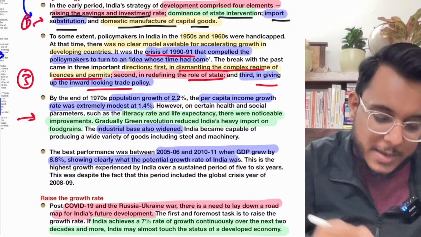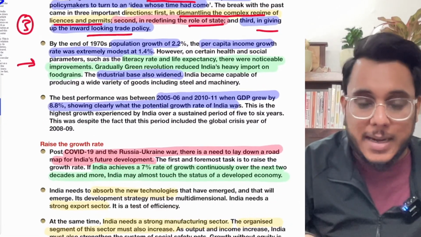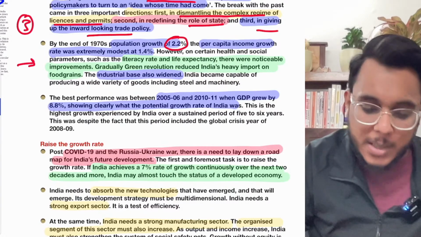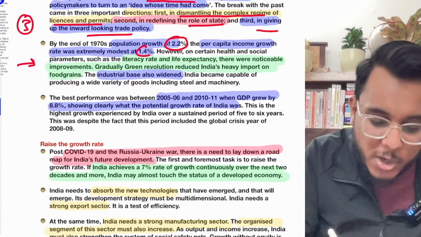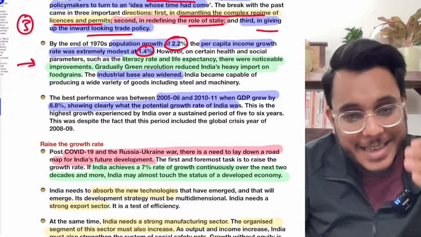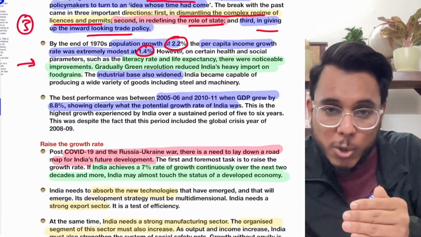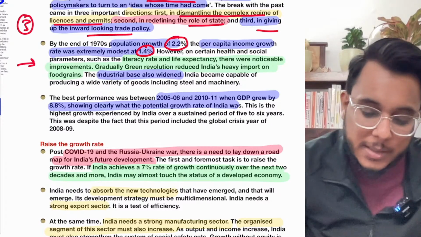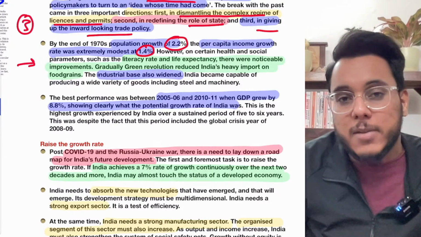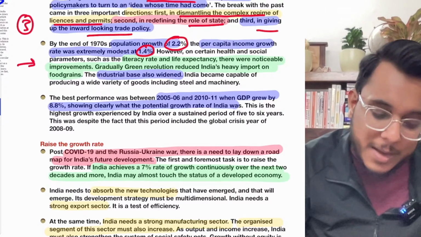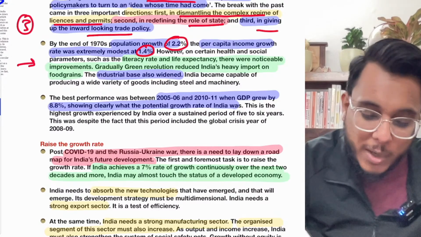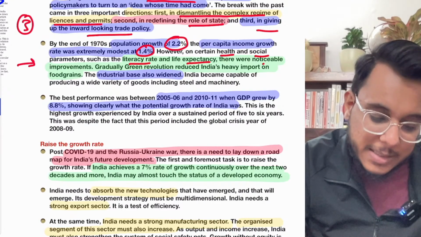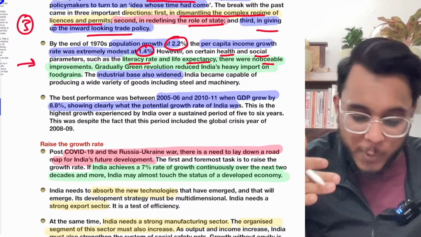Then, guys, before 1991, by the end of the 1970s, population growth was at 2.2%, but per capita income growth was at 1.4%. So population is increasing at a higher speed, income is increasing at a lower speed. It means that people are going poorer, and there will be impacts on the economic well-being of the people. But at the same time, we tried to focus on other areas, for example health, social parameters, literacy rate, life expectancy.